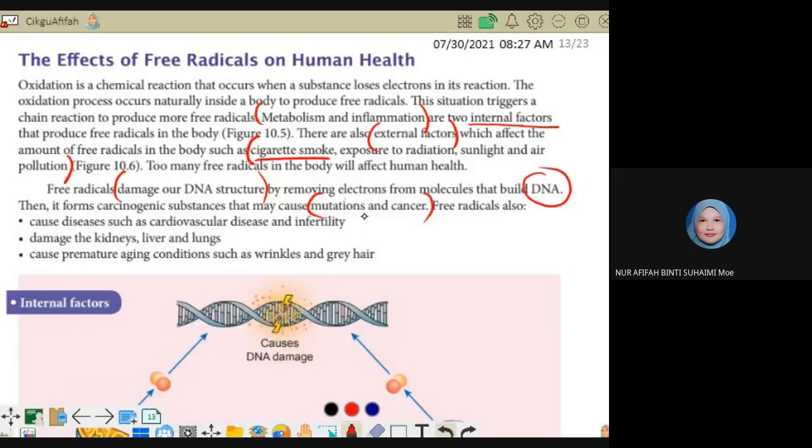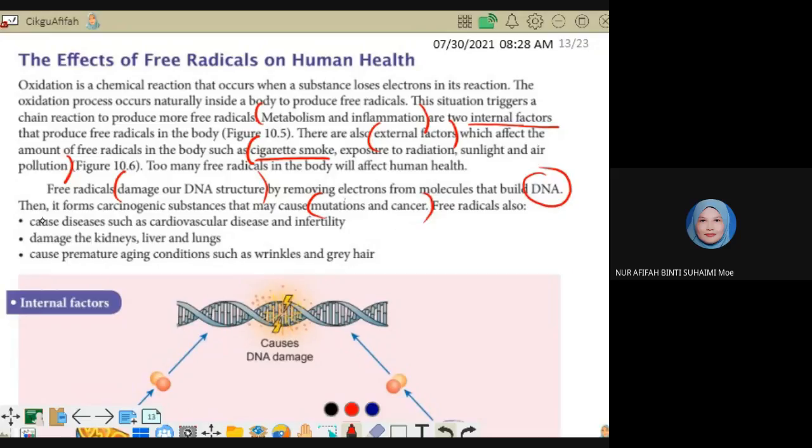Mutation you dah belajar kan, ada banyak jenis mutation. Klinefelter, Turner, syndrome Down. Itu adalah mutation lah. Gene mutation and chromosome mutation. Okay, color blindness. Right. So the mutation and cancer is caused by the attack of the free radicals. Okay, attack from free radicals towards the DNA structure. Okay, it attacks the molecule that built our DNA.